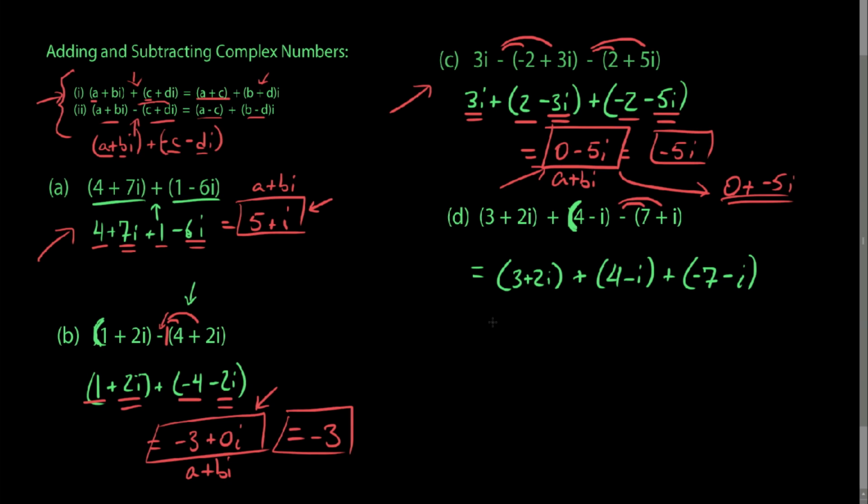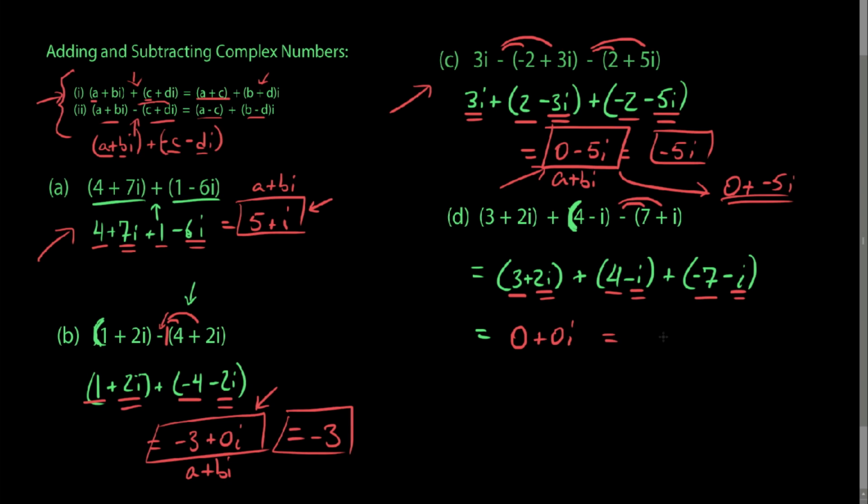And now that this is entirely a sum, let's just go ahead and combine like terms. We got for real parts, we have a 3, a 4, and a negative 7. So 3 and 4 sum to 7, and our negative 7, those cancel. And we get a real part that is 0. Again, we do want to list the 0. And now to proceed to the imaginary parts, we've got a positive 2i, a negative i, and a negative i. And you can see what I've kind of done here. Those actually sum to 0.